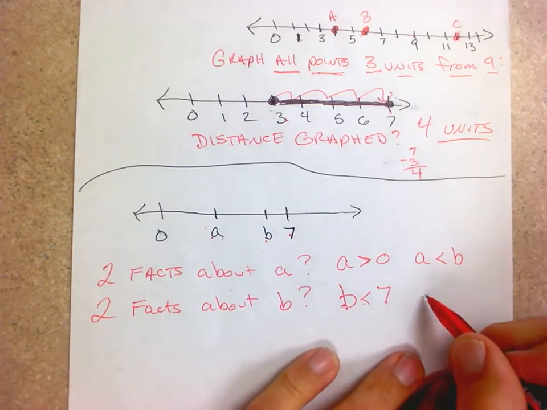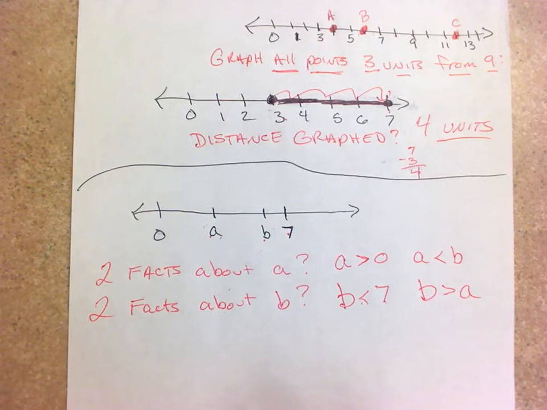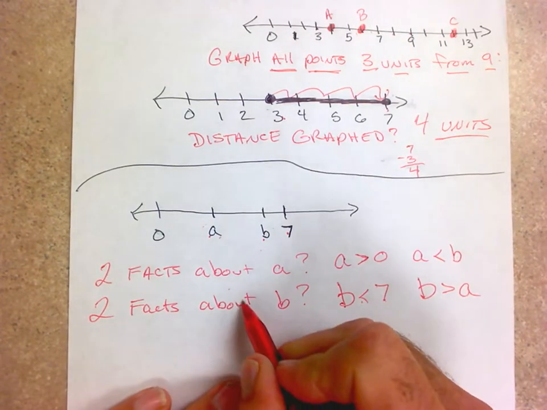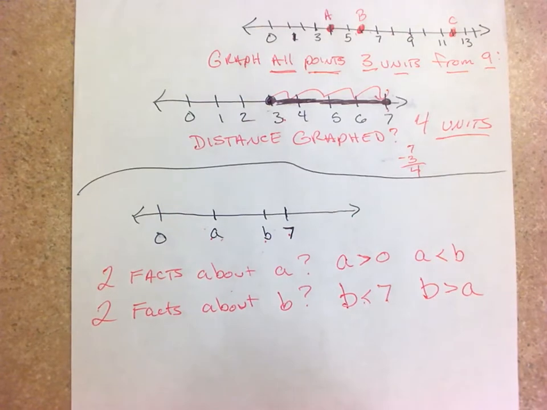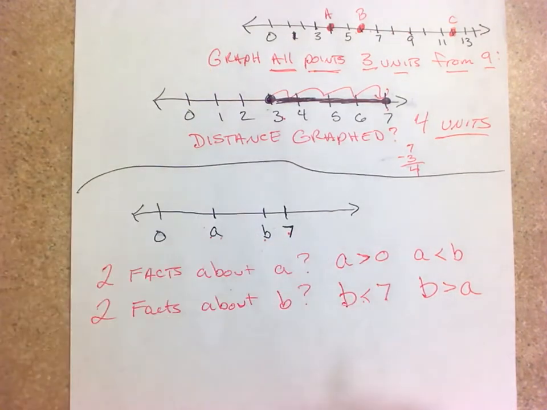And again, we could say even the same thing. B is greater than A. We could just flip that one around, and those would be true statements about B. And again, these are more open. All right, we're not looking for that one exact answer here because up here we can be precise. Down here, limited information, so that limits us on how exact we can really be.